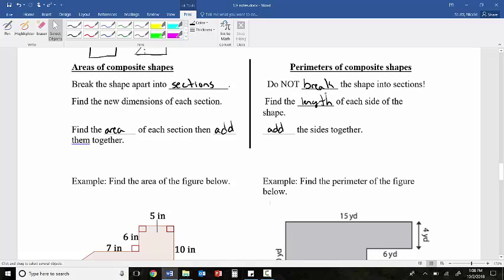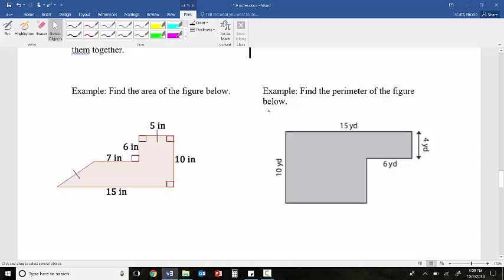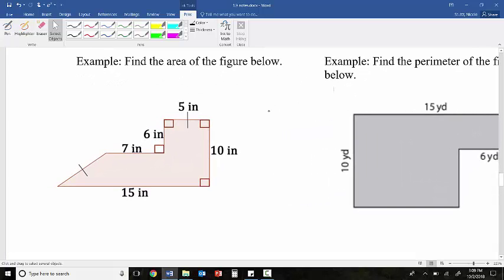So again, you can freeze the video to copy this down. I'm going to just go through it quick. When you find areas, you need to break it apart into regular shapes that have formulas. You need to make sure you have the correct dimensions of each section, and then you're going to add them together after you find each area. For perimeters, you do no breaking at all. You're just going to do simple subtraction to find the missing lengths of each side, and then you're going to add them together.